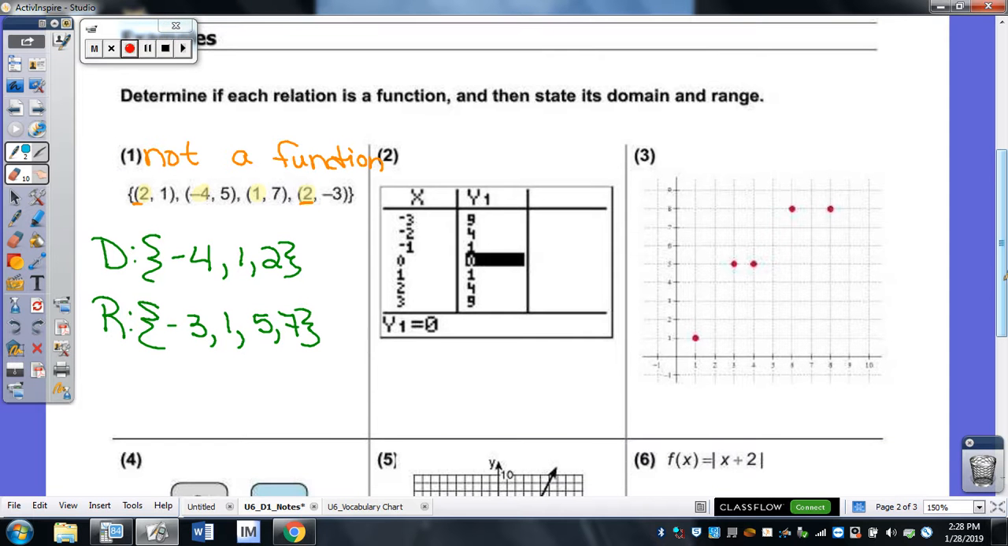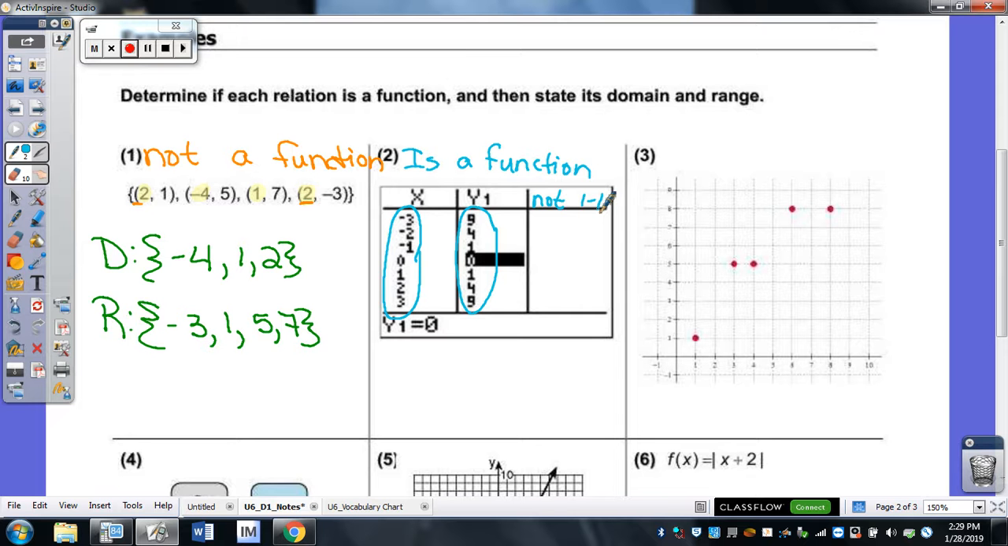So second one, looking at your domain within our table, is it a function? None of your x values got repeated. So that is a function. So let's determine if it's 1 to 1. If it's 1 to 1, none of your y values would be repeated. So are these repeated? Yeah, so this is not 1 to 1.